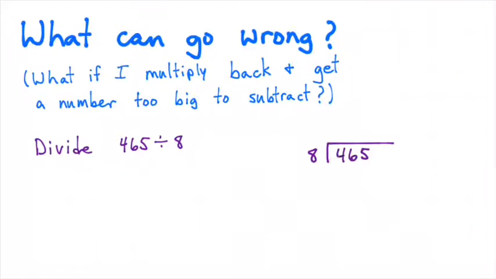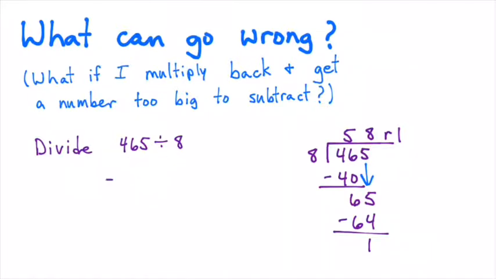So we said 6 was too big, let's try 5. So now 5 times 8 is 40, and so that means 8 goes into 46 5 whole times with 6 left over. And now we can pull down the 5, and 8 will go into 65 8 times. Multiply back, 8 times 8 is 64, and we have 1 left over. 65 minus 64 is 1. So now we can say that 465 divided by 8 is 58, remainder 1.